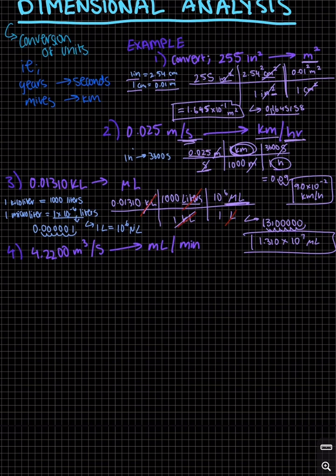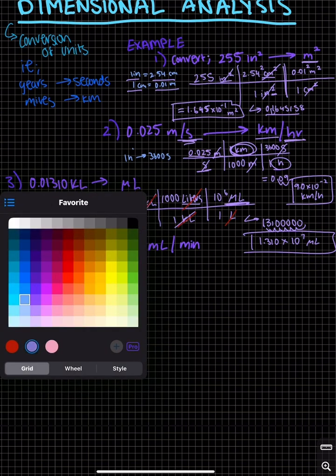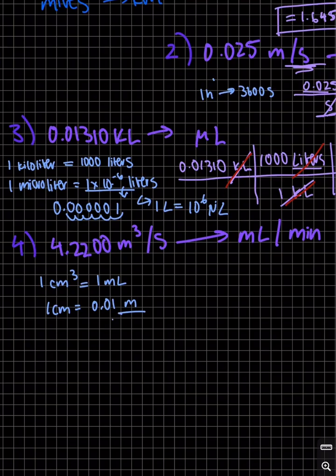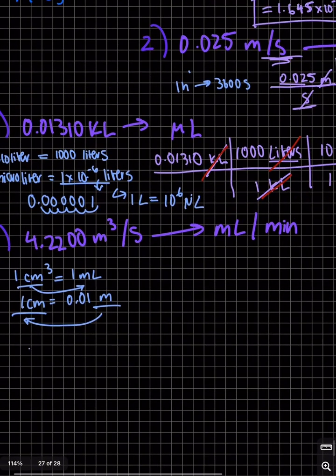On my conversion factor sheet that I have in front of me, I can see here that 1 centimeter cubed is equal to 1 milliliter. And I know that 1 centimeter is equal to 0.01 meters. So technically, I'm going to have to go from meters to centimeters, and then centimeters cubed to milliliters for this one. And then seconds to minutes, I know that 1 minute is equal to 60 seconds. Great. Now let's start our table.